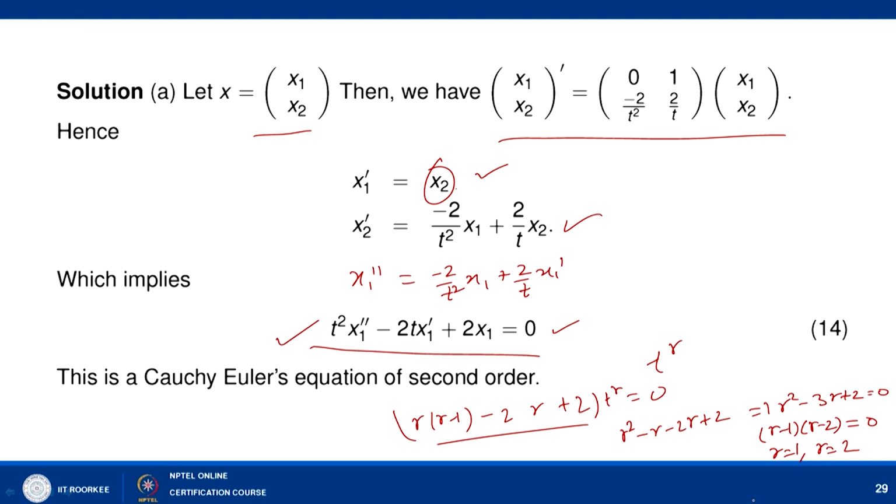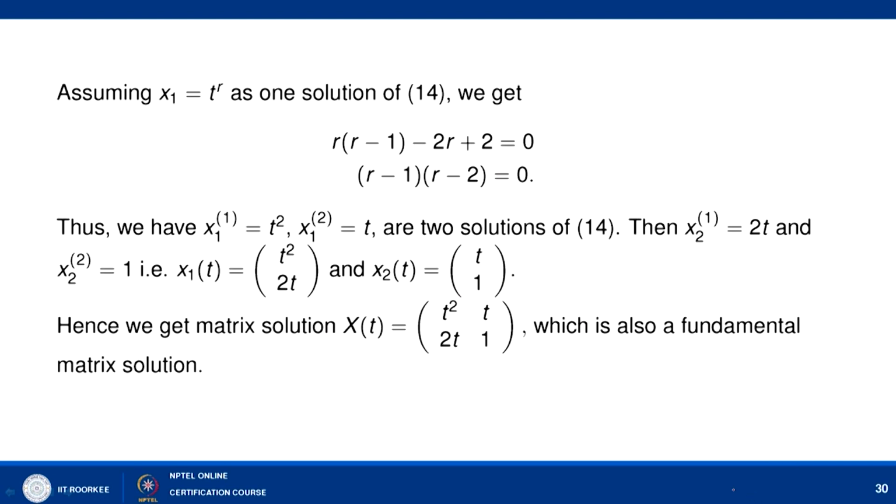So, it means the solution of this Cauchy-Euler equation is given as t square, and the second solution is given as t. Now, corresponding to r equal to 1, we have x1 as t, and corresponding to r equal to 2, we have a solution like this. But we need to find out the solution of the system, not for this Cauchy-Euler equation. So, here the solution of the system is x1, x2.